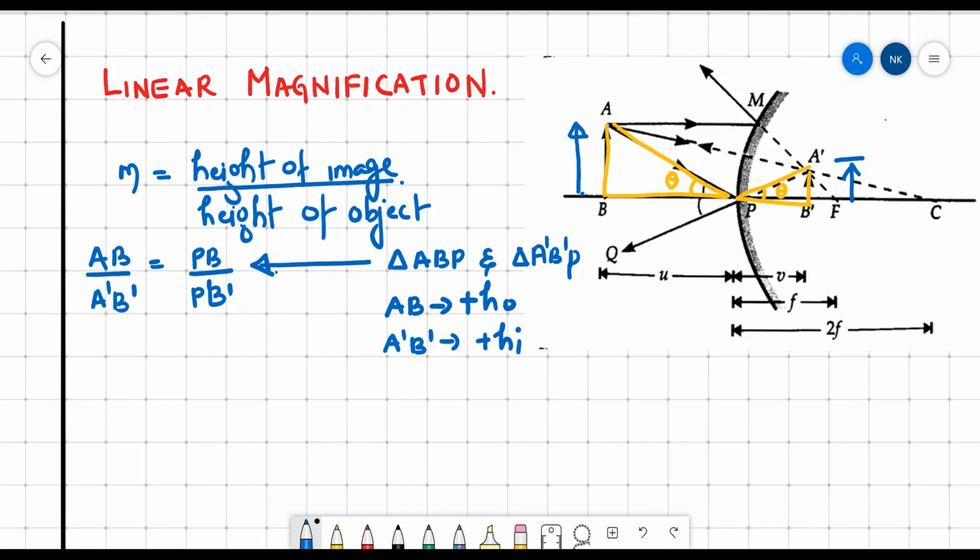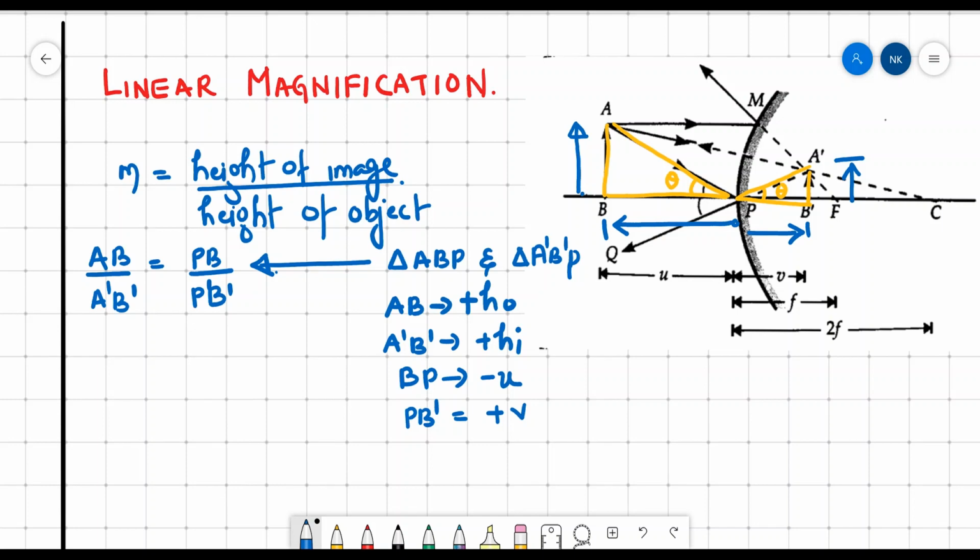Now what is this PB? PB is the object distance, and you can see it is measured from the pole towards left. So this PB you must consider as minus U, because it was object distance. Now next is PB dash. That is the image distance, and from the pole it is measured towards right, isn't it? So that is why this PB dash, B dash P, you should mark as plus V.